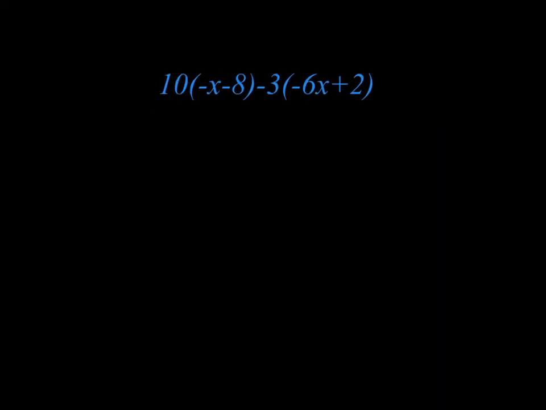All right, let's look at another problem. So we have 10 times negative x minus 8 minus 3 times negative 6x plus 2. So this problem, again, we have two separate sets of distributive property. So I'm going to go ahead and draw a line between these two sets. I'm going to say 10 times negative x, and remember there's an understood 1 there, so it's like 10 times negative 1, which gives me negative 10x, and I have 10 times negative 8, which is going to give me negative 80.